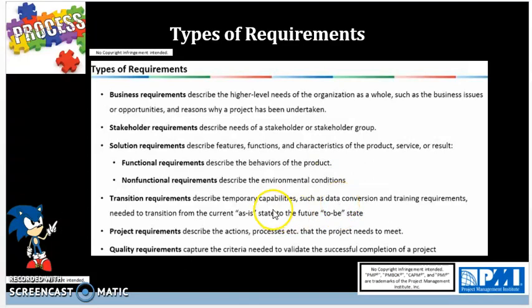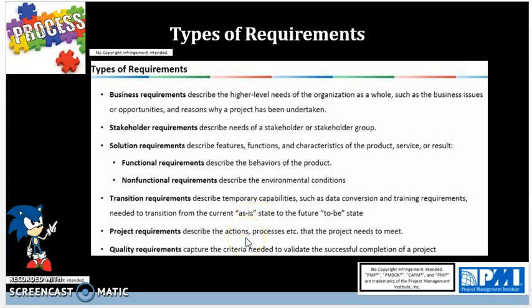Transition requirements describe the temporary capabilities such as data conversion and training requirements needed to transition from current as-is state to future to-be state. This can be an example such as migrating from a test to production environment, usually a one-time move.